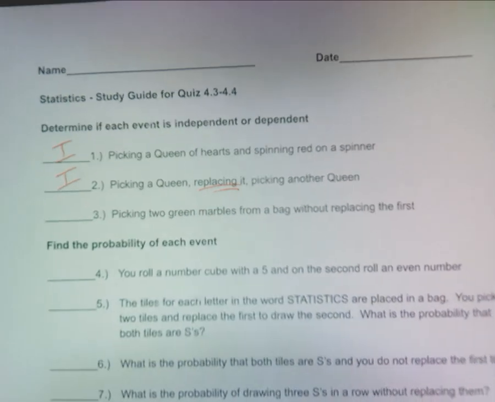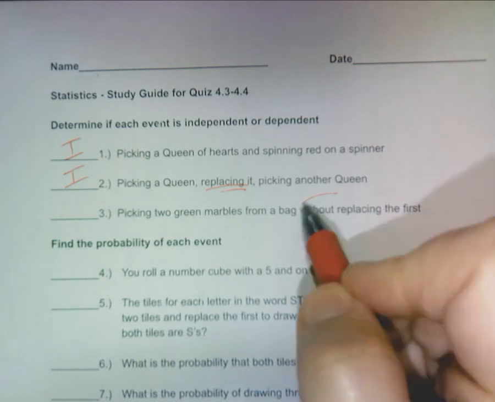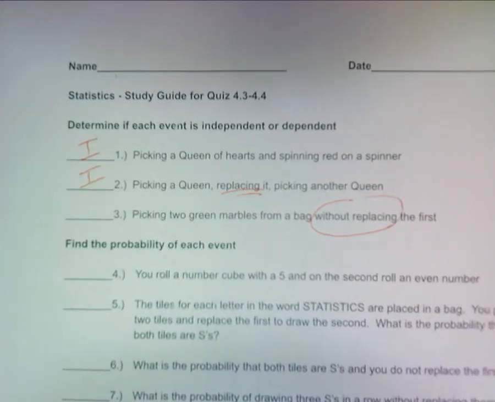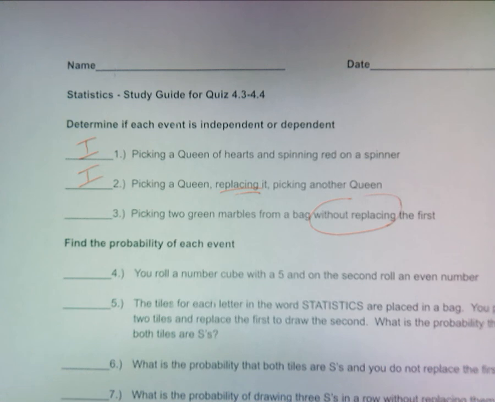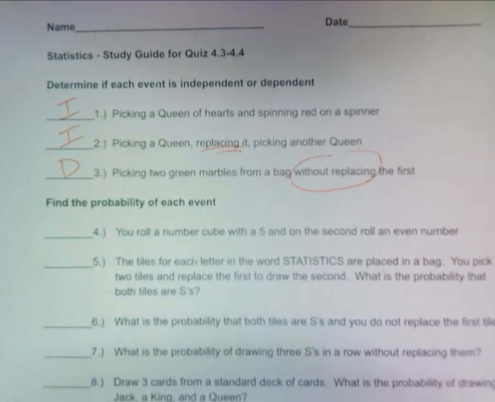How about picking 2 green marbles from a bag without replacing? Well, yes, these would be depending upon each other. The probabilities of the one pick would depend upon the other pick. So that's the first 3.